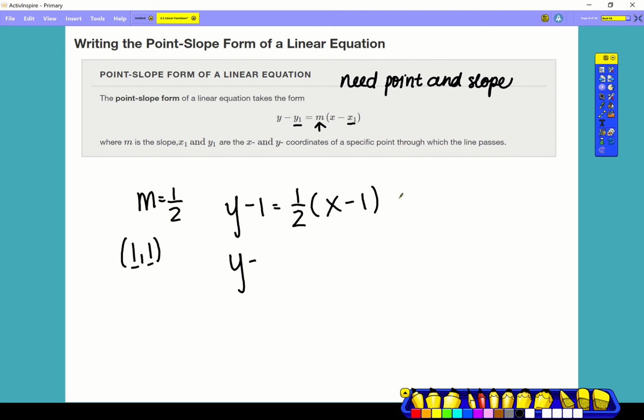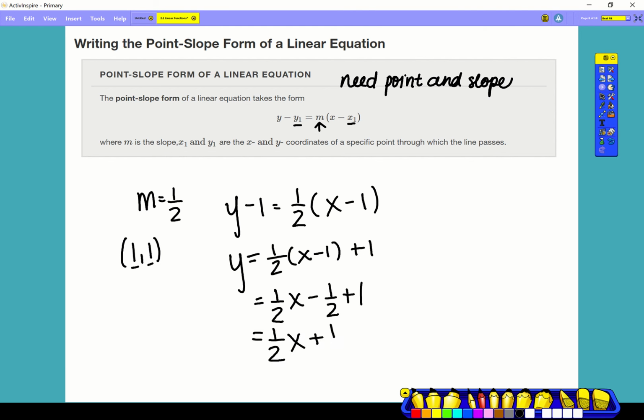And you can actually take that to slope intercept form that we learned earlier. So y minus 1, we're going to add 1 so that it equals half x minus 1 plus 1, half x minus half plus 1 equals half x plus half.